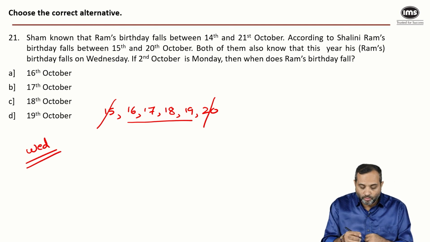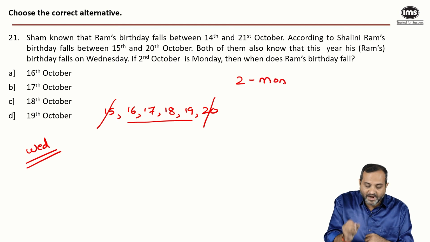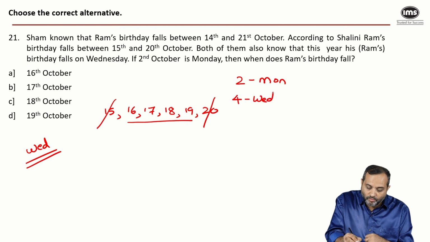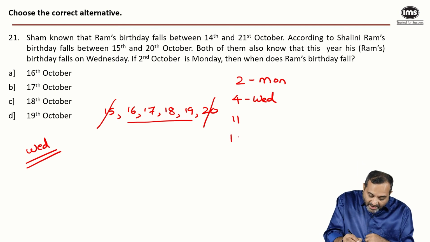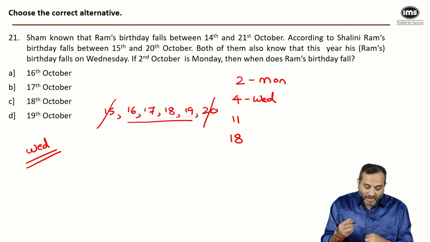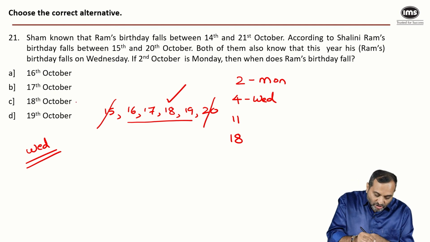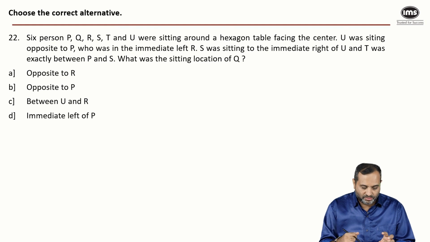If 2nd October is a Monday, so Wednesday will be 4th of October. So the next Wednesday will be on 11th of October. The next Wednesday will be on 18th of October. So can I say Ram's birthday has to be on 18th of October? Which option is this? This is option C and hence the answer. Let's look at the next question.